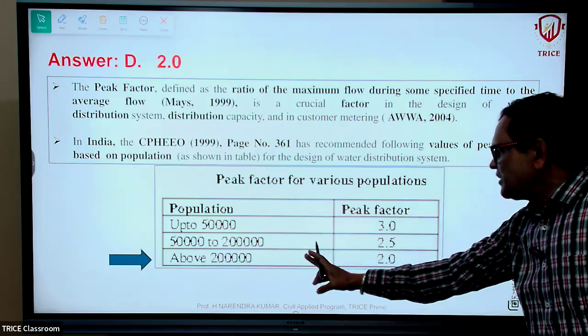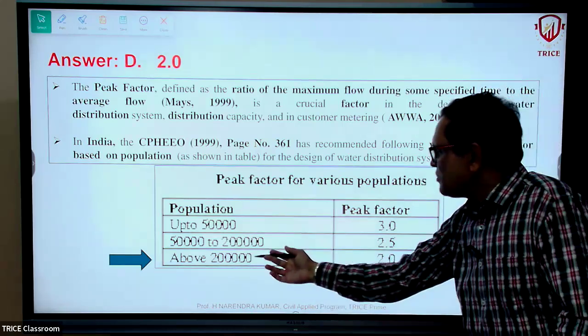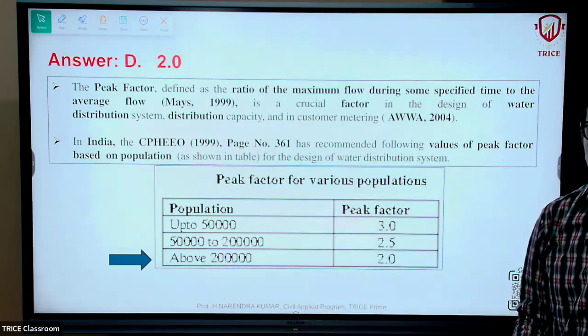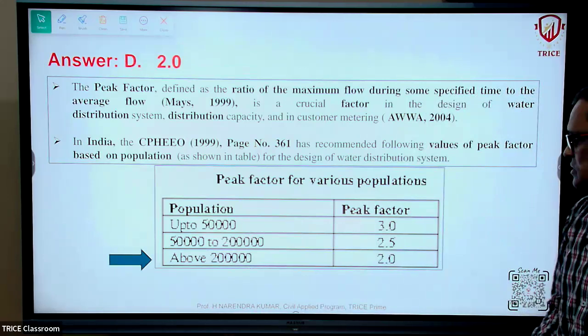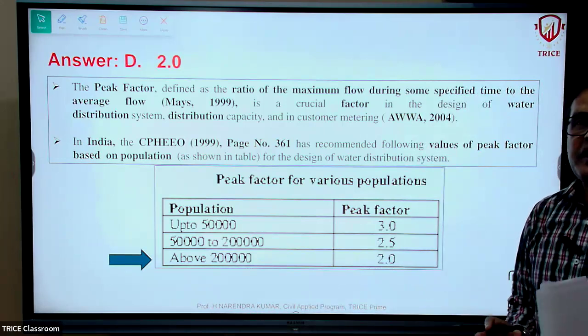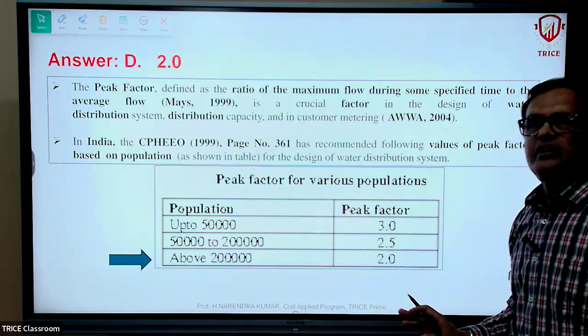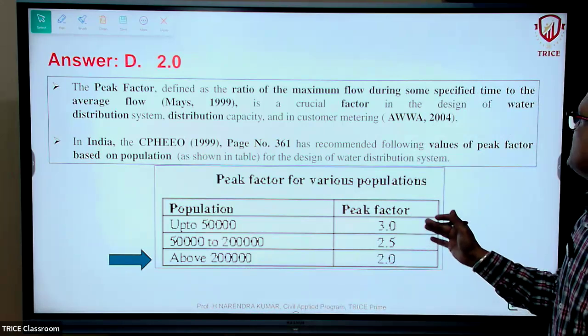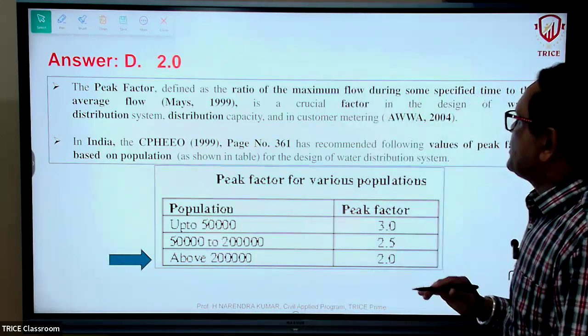Now it is only 2 lakh. What about Bangalore city with 1 crore 30 lakh? The same 2.0. For any metropolitan city, 2.0 is the peak factor. What is that peak factor? The answer is also there in my presentation.